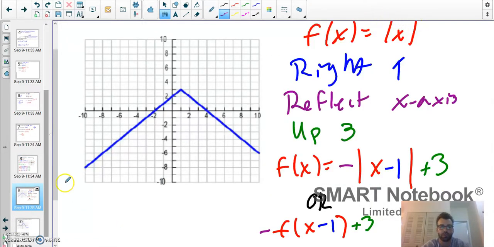My parent function is the absolute value here, because of that V shape. Then from my absolute value function, I moved it right 1. I reflected it over my x-axis, which gave this upside down shape, and I moved it up 3. So you can see it kind of matches. You could have used this notation or the bottom notation as well. Either one would work.